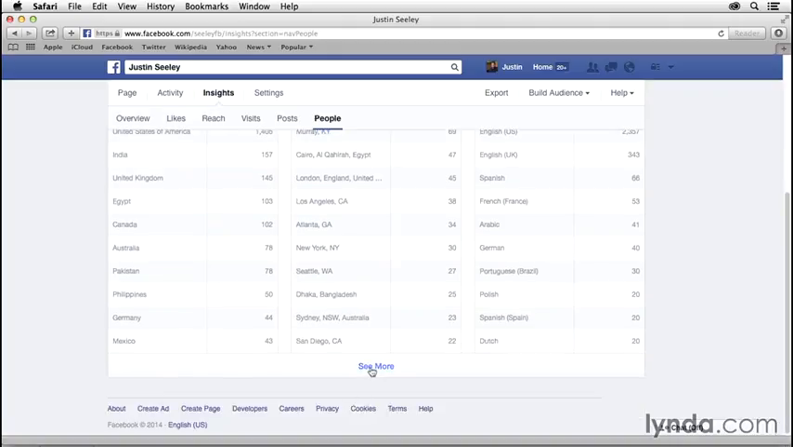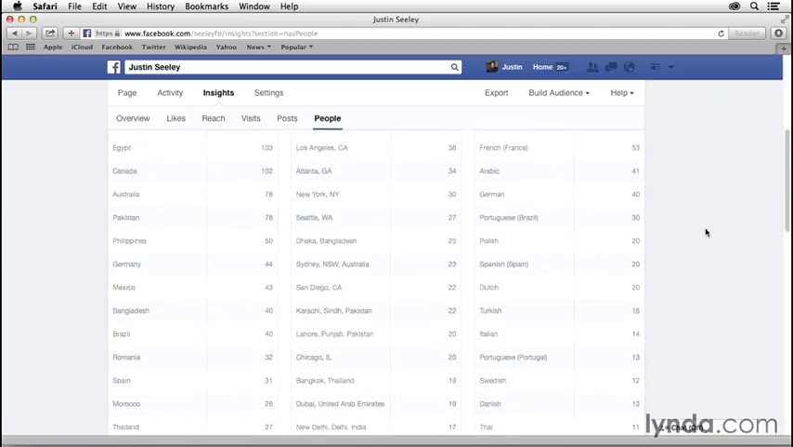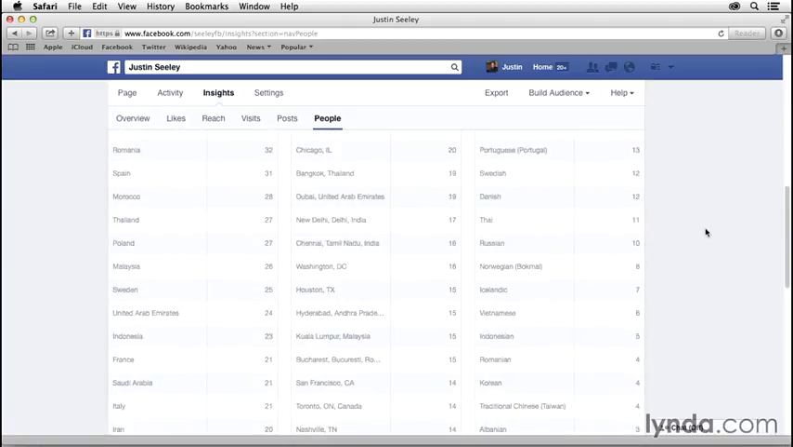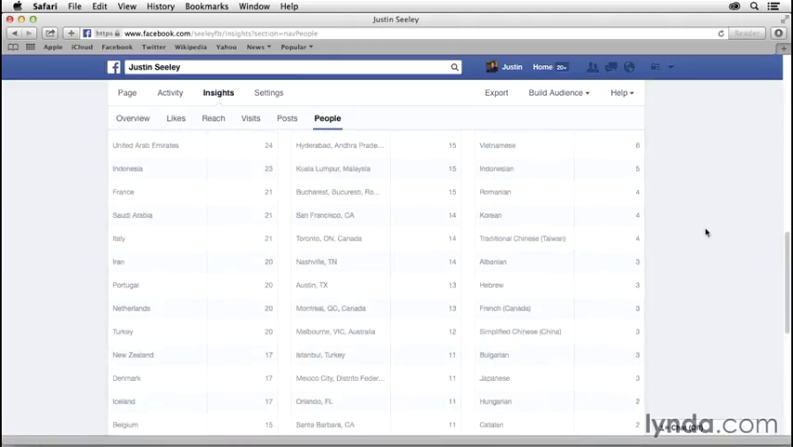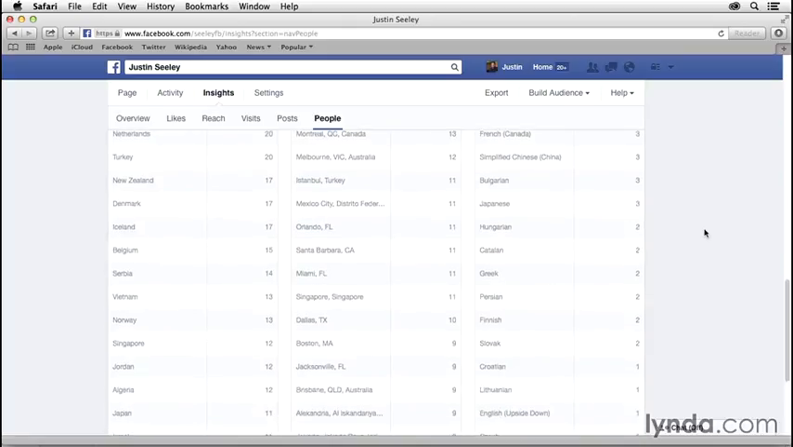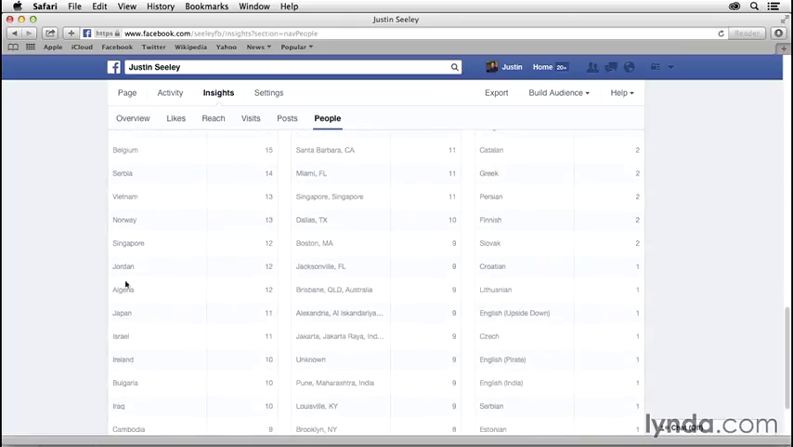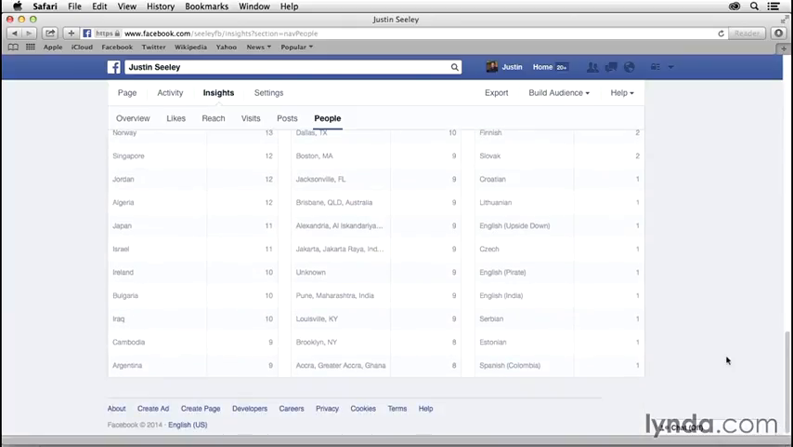You can click down here at the bottom to see more information, and this will break it down even further. You can see just how far your reach actually goes. And so I'm always fascinated to go through here and see things like Singapore, Jordan, Japan, Israel, Ireland, Bulgaria. I mean, it's just really cool to think that you have the ability to touch the lives of people that far away.